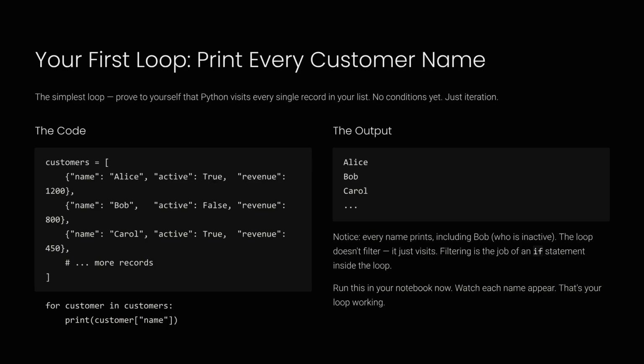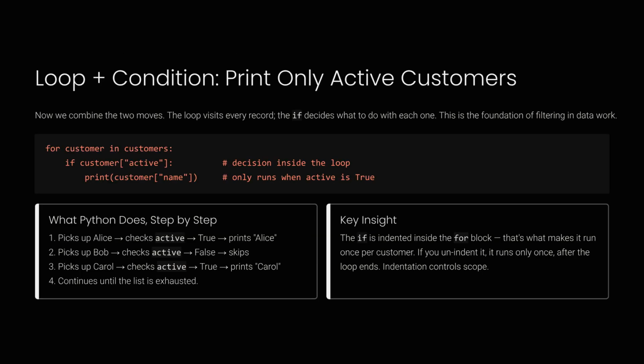In this example, we iterate through a list of customers and print their names. Note that the loop visits every record. It doesn't filter on its own. To filter, we place an if statement inside the loop. Now, Python visits every record but only executes the print action for customers who are active.